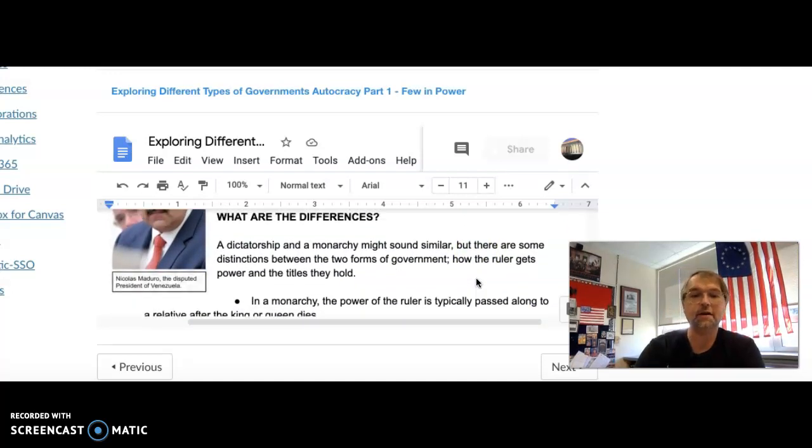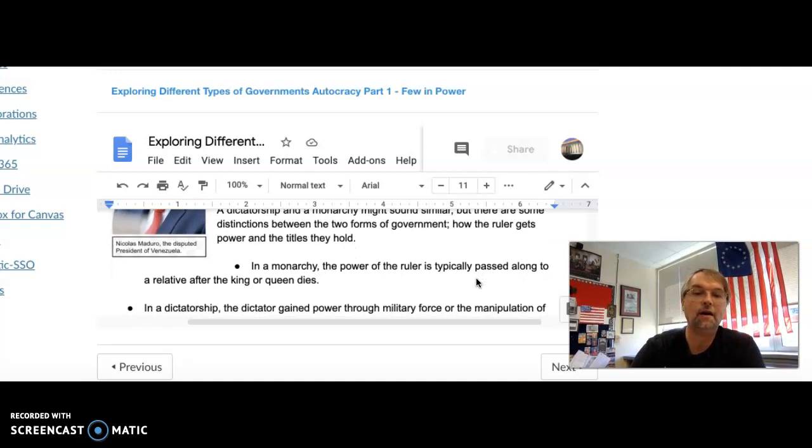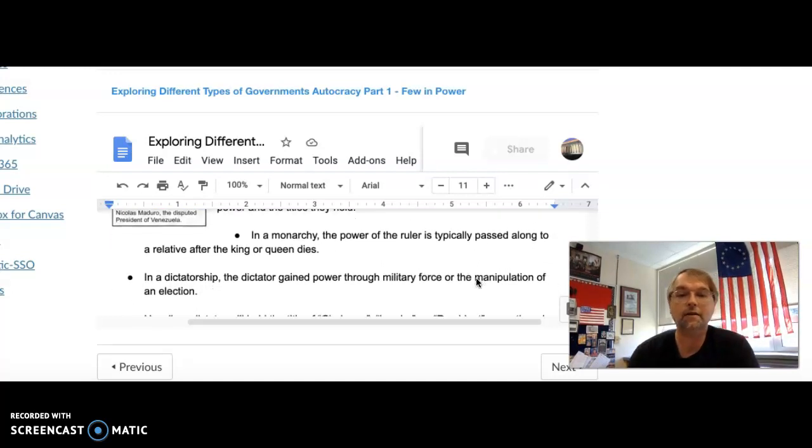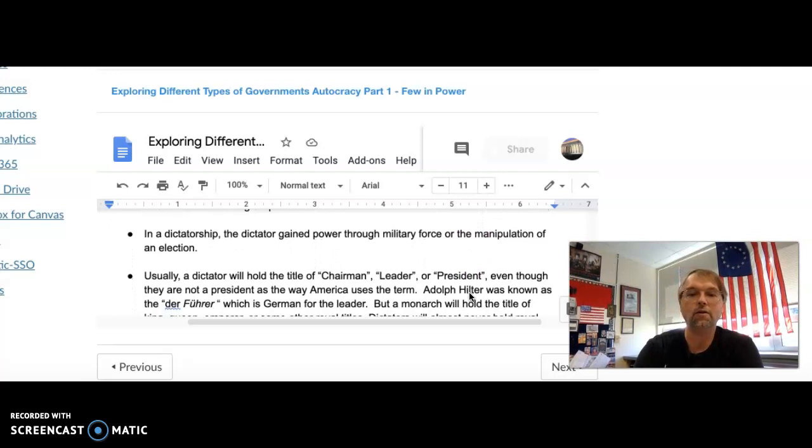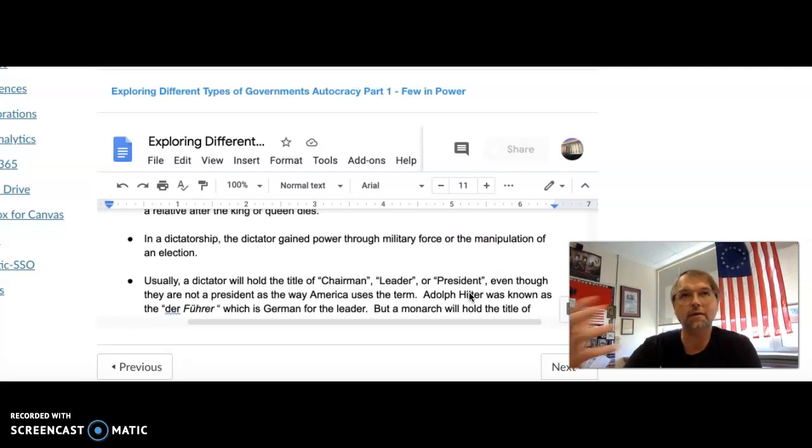What are the differences? A dictatorship and a monarchy might sound similar, but there are some distinctions between the two forms of government: how the rulers get to power and the titles they hold. In a monarchy, the power of the rulers typically passes along to a relative after the king or queen dies. So it's inherited. In a dictatorship, the dictator gains control through military force or the manipulation of an election. So it's not because their father was a ruler or their mother was the queen. It's power that they've taken.